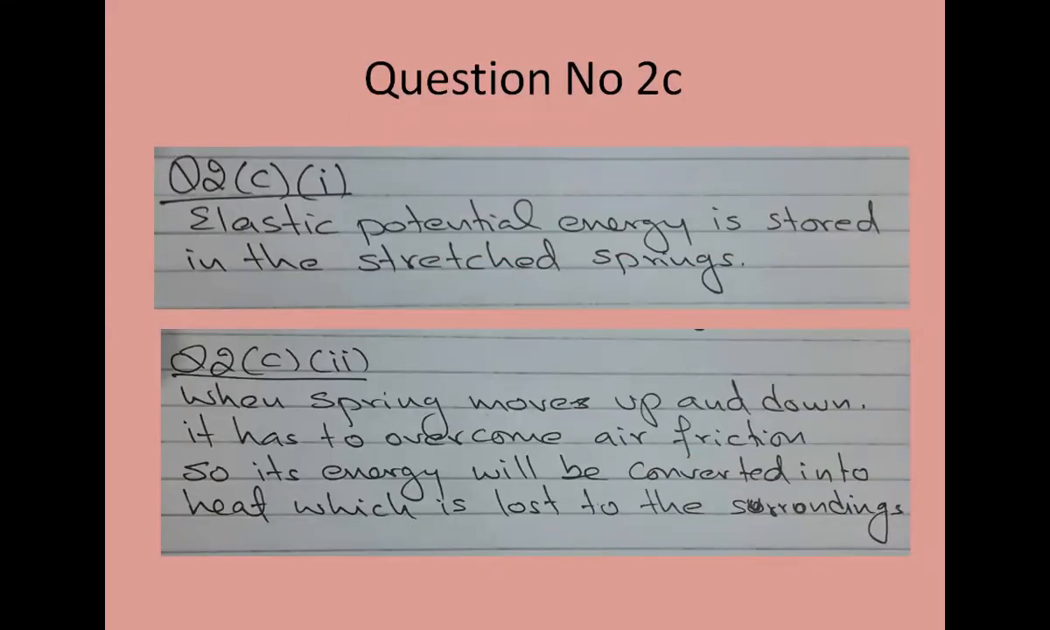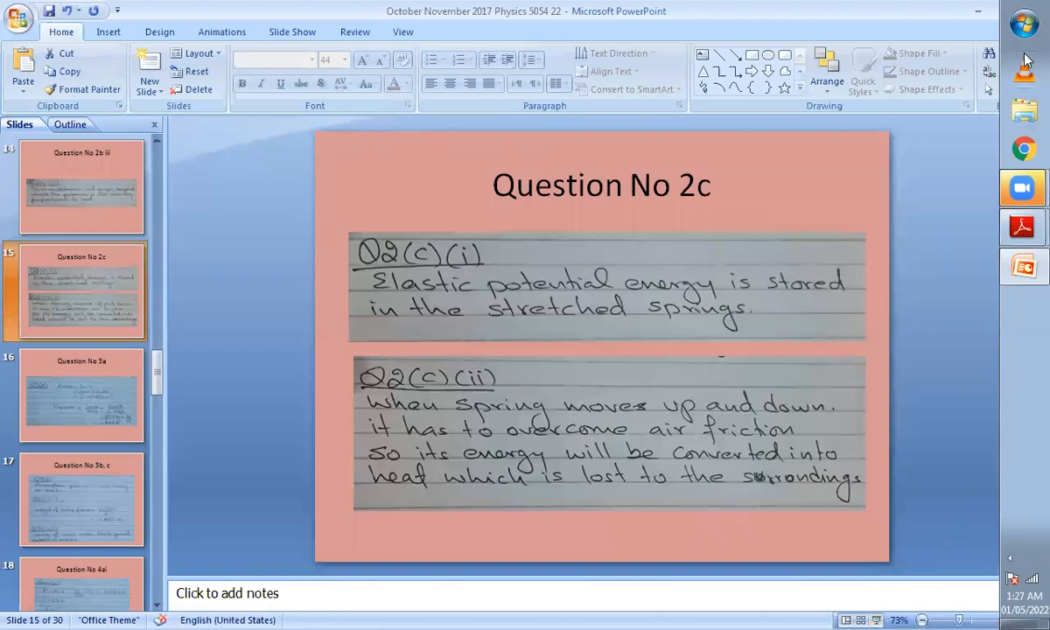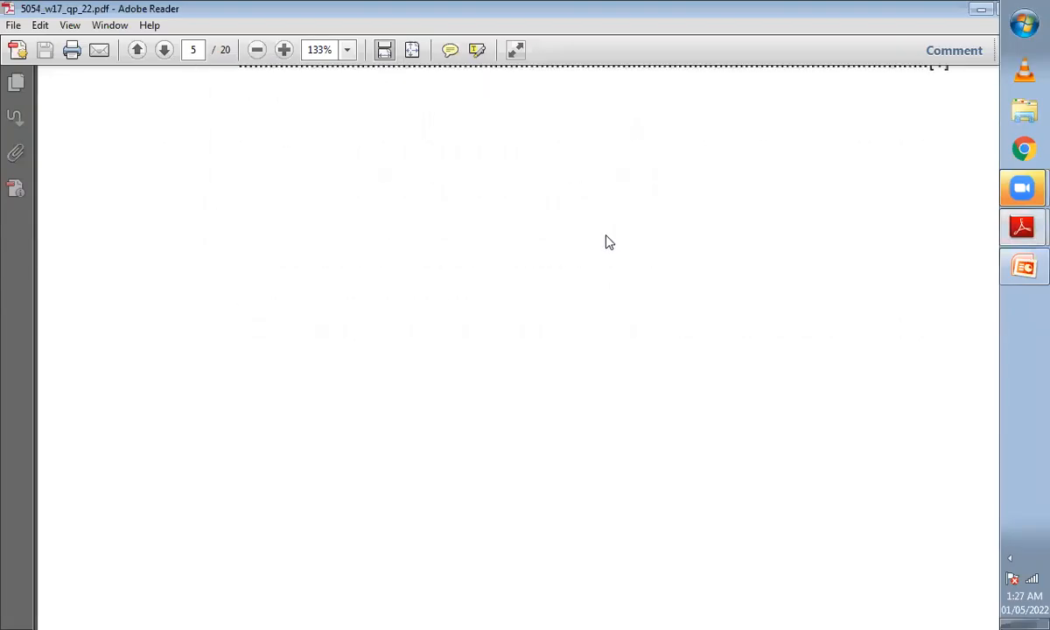Elastic potential energy is stored in the stretched spring. That's the first part of question number 2C. Question number 2C, second part: when the spring moves up and down, it has to overcome air friction. So its energy will be converted into heat, which is lost to the surroundings. Hopefully you understand. So that was question number 2 and its C part.